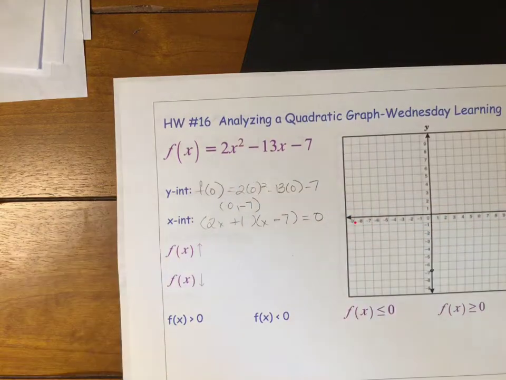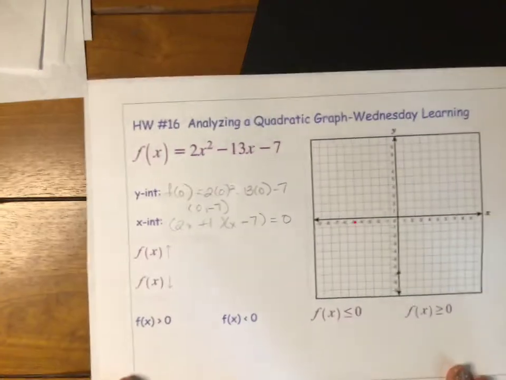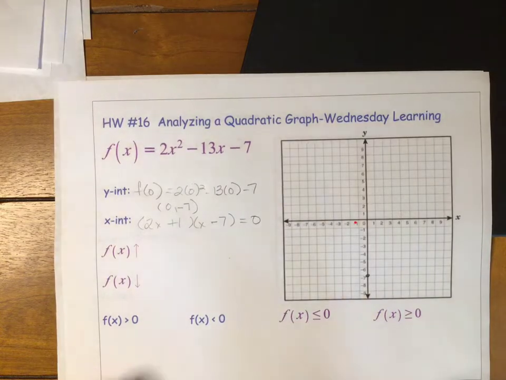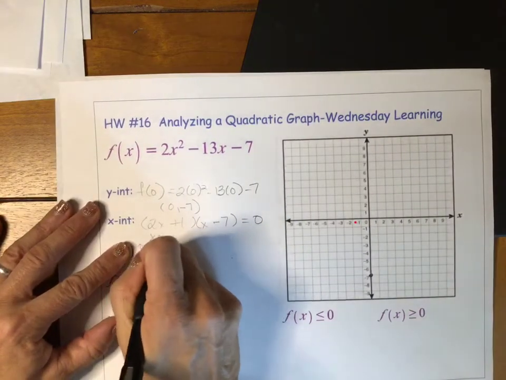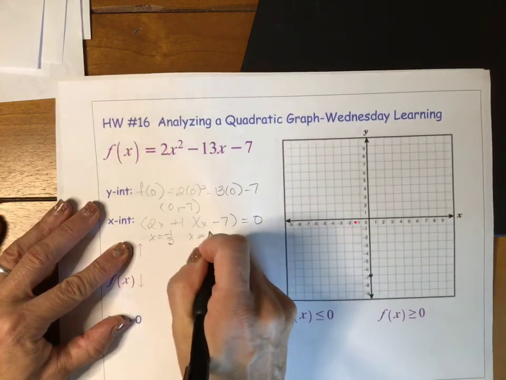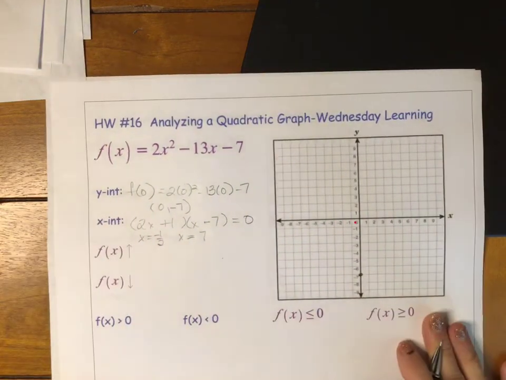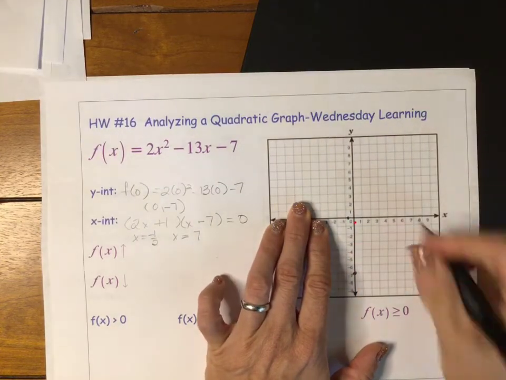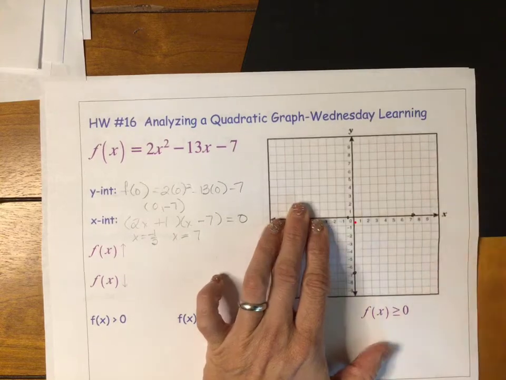And remember, when finding x-intercepts, we're always setting it equal to 0 because we're finding our zeros. So now I know that x equals negative 1/2, and x also equals positive 7. So those are my x-intercepts. So here's negative 1/2. Here's a positive 7 way out here.